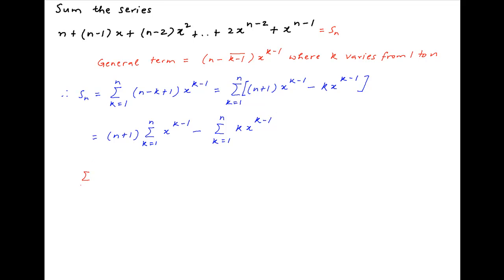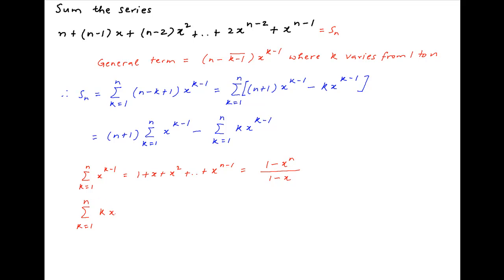Now note that the summation, k going from 1 to n, of x raised to the power k − 1 is equal to 1 + x + x square and so on, n terms. And this is a geometric series which adds up to (1 − x raised to the power n) upon (1 − x).